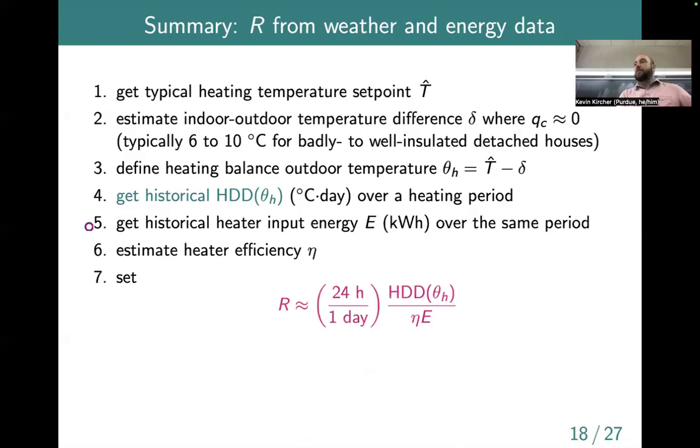And then we assume you have access to an energy bill, something like that, and you can back out basically what the energy used for heating was over the period. It could be a month, could be a winter. And then you get an estimate of the heater efficiency.